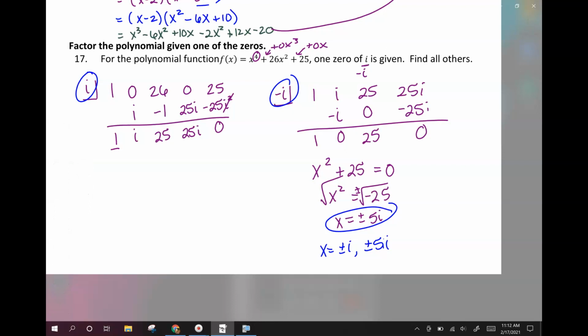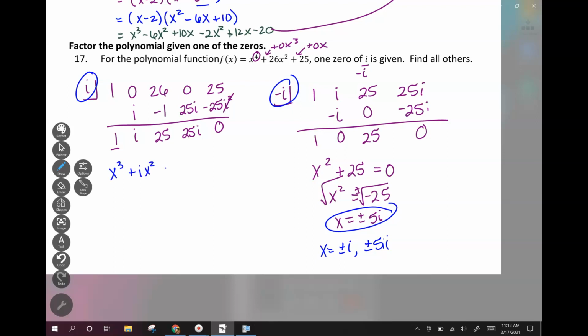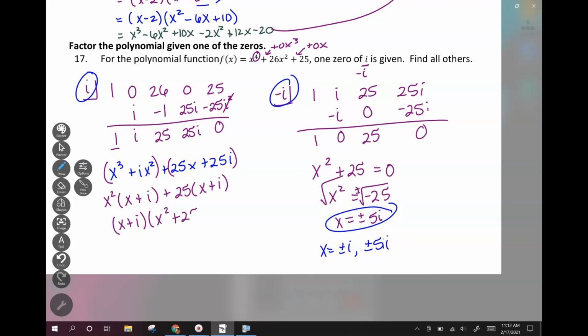Now let's see how we could have actually factored this just for fun. So this would be x cubed plus i x squared plus 25x plus 25i. And so we could factor this by grouping. I would factor out the x squared, be left with x plus i. Factor out the 25, I'm left with x plus i. And so then I would have x plus i and x squared plus 25.